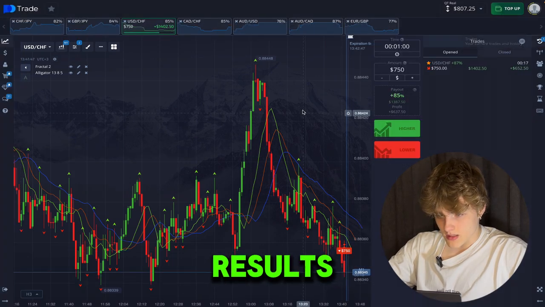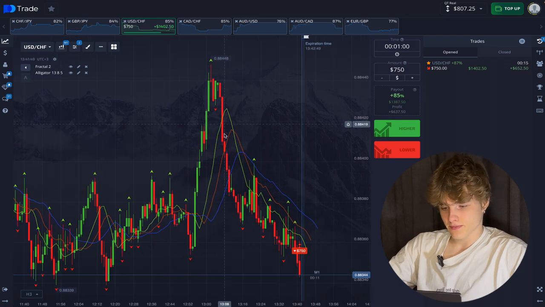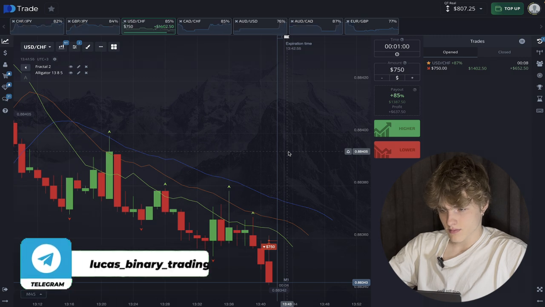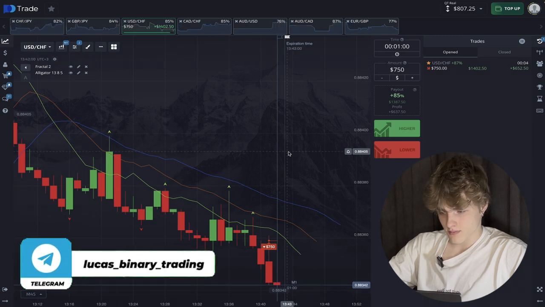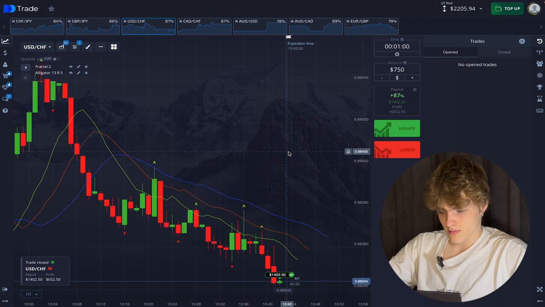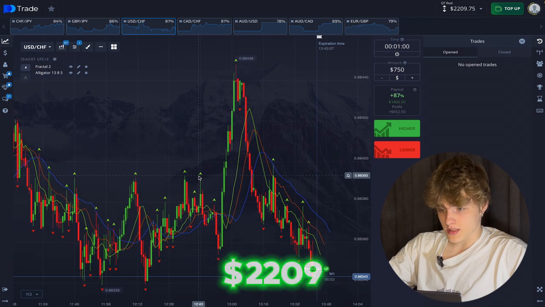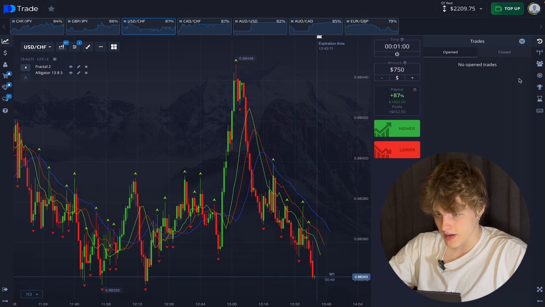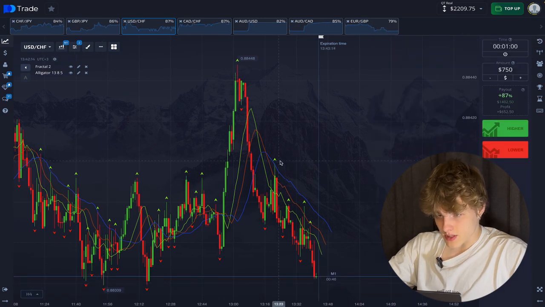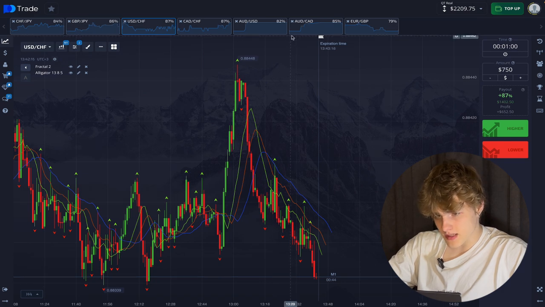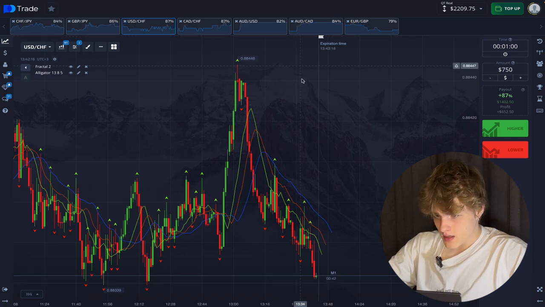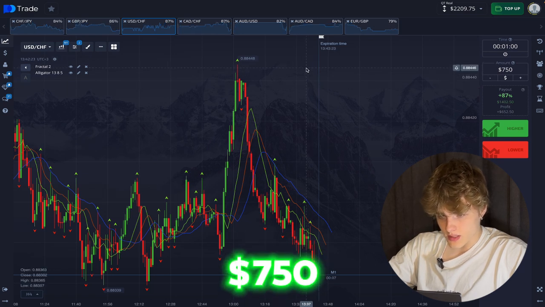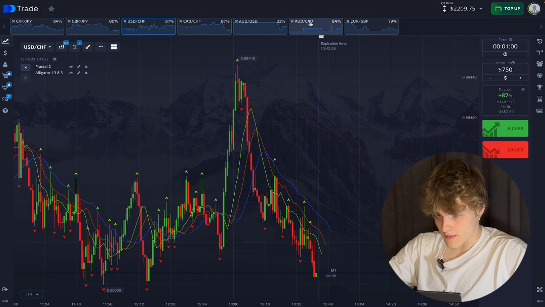Okay, let's watch the results of the first trade. And our first trade closed in profit. As I said, the price was likely to move towards the support area, which is exactly what it did. The trade was quite straightforward. Okay, let's continue trading. Open the trade for $750 and choose the next currency pair.